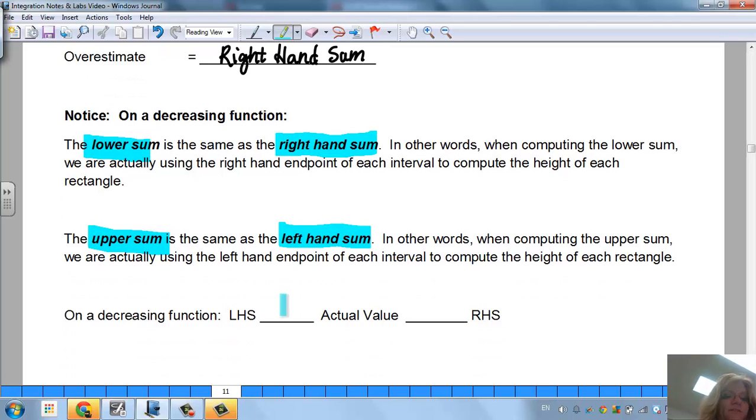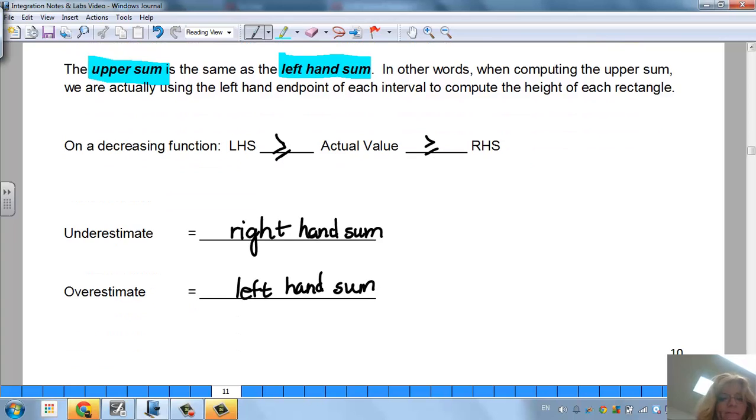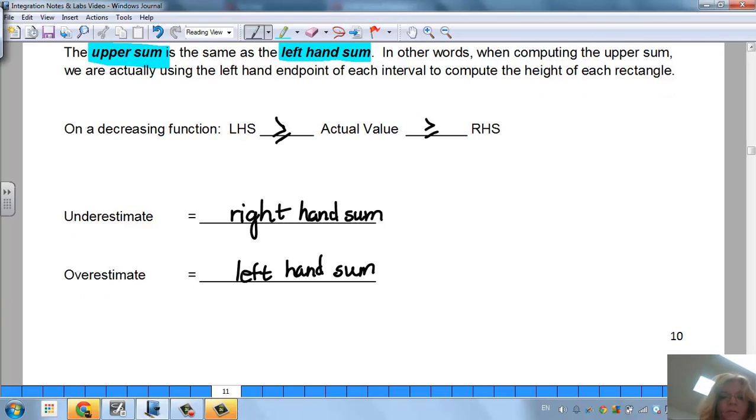In this case, the left-hand sum is greater than or equal to the actual value, which is greater than or equal to the right-hand sum. This is our underestimate, and this is our overestimate. So our underestimate is going to be our right-hand sum, and our overestimate is going to be our left-hand sum. They're opposite. All right? A couple other things we learned.